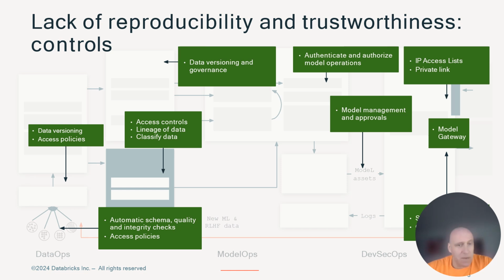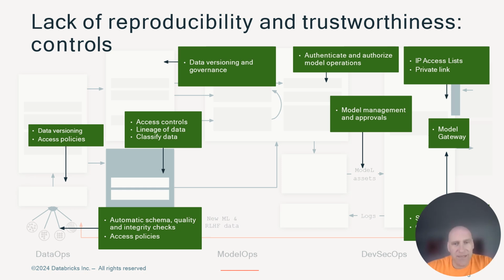We are talking about some of the controls that overlap with specific other risks, but we're talking about data versioning, access policies. We're talking about access controls, lineage of data. We're talking about data classification. We're talking about automatic schema, quality and integrity checks in our data and access policies. We're talking about data versioning and governance.